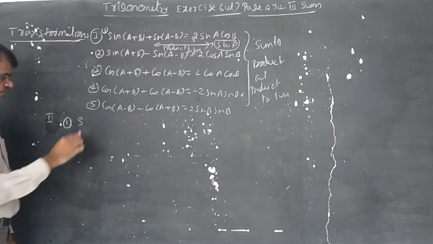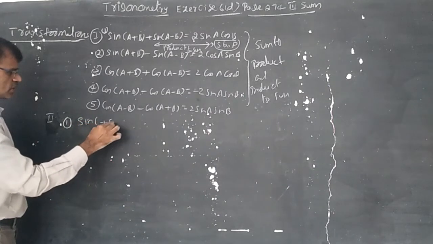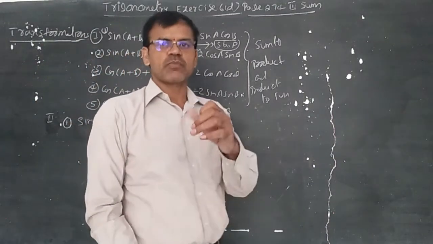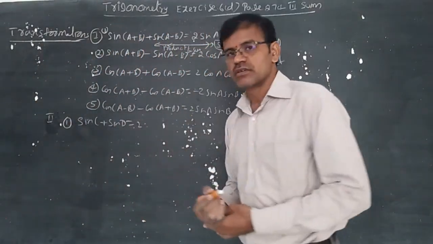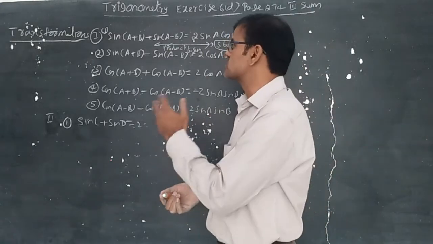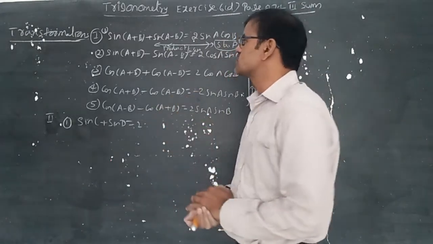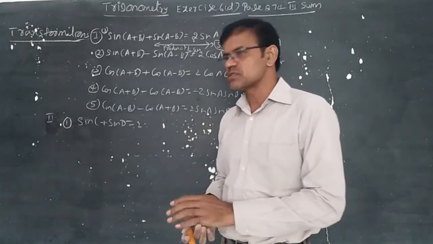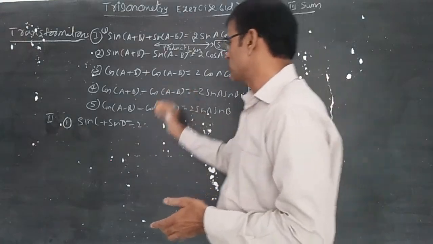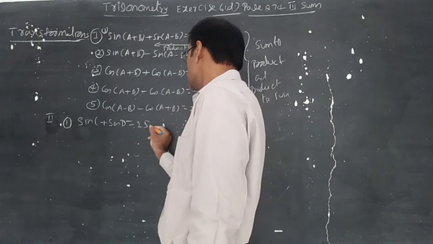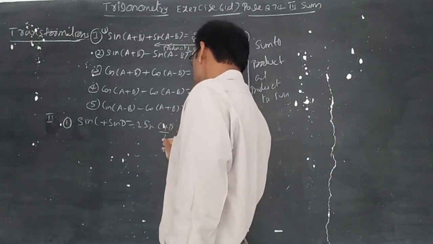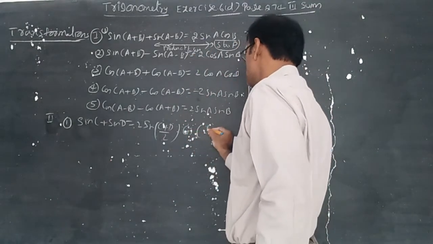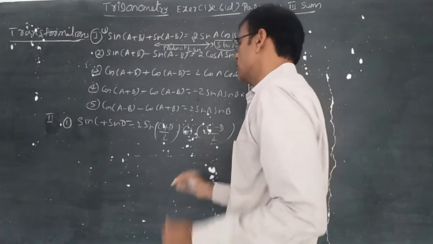In Roman 2, the first one is the formula for sin c plus sin d. Here you should think a plus b is equal to c and a minus b is equal to d. So a plus b plus a minus b becomes c plus d. So b gets cancelled, 2a becomes c plus d, a becomes c plus d by 2. In the similar way, a minus b becomes d, so b becomes c minus d by 2. So sin c plus sin d formula is 2 sin of c plus d by 2 into cos of c minus d by 2.